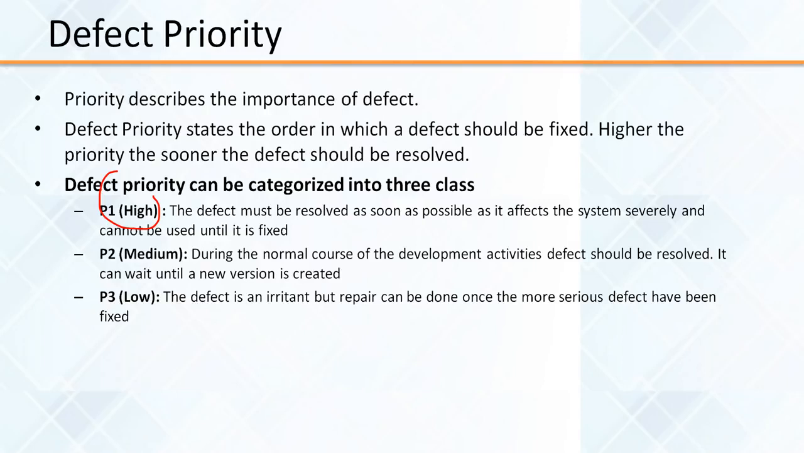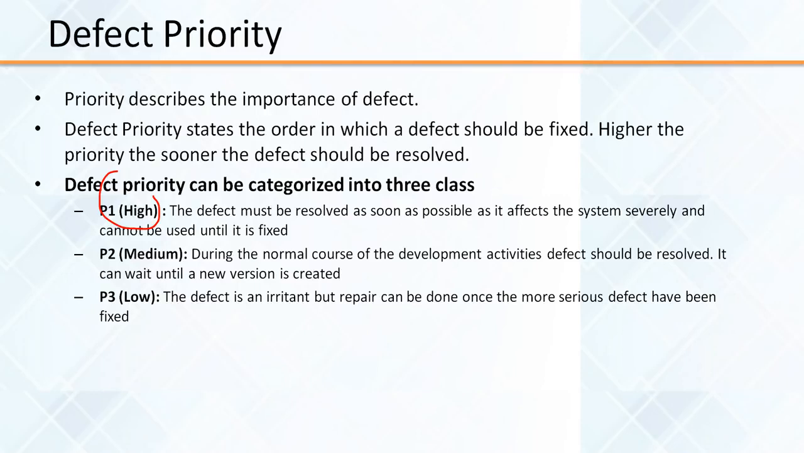So priority is not in our hand. Whatever we feel, we will give some priority. Again, the developer can change the priority, or the business analyst can also change the priority. But severity must be given by the tester, and severity should not be changed by any other person. The developer or business analyst should not change the severity, but the priorities they can change.